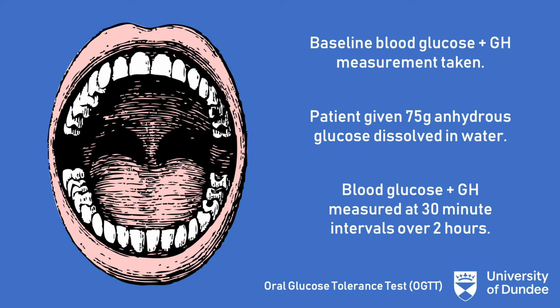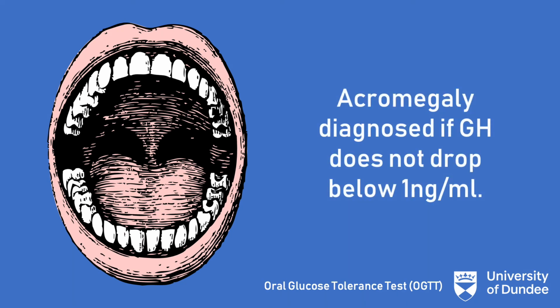In a normal person, it would be expected that the increasing presence of glucose in the blood would suppress the production of growth hormone. If growth hormone does not drop below 1 nanogram per milliliter, the patient has acromegaly.